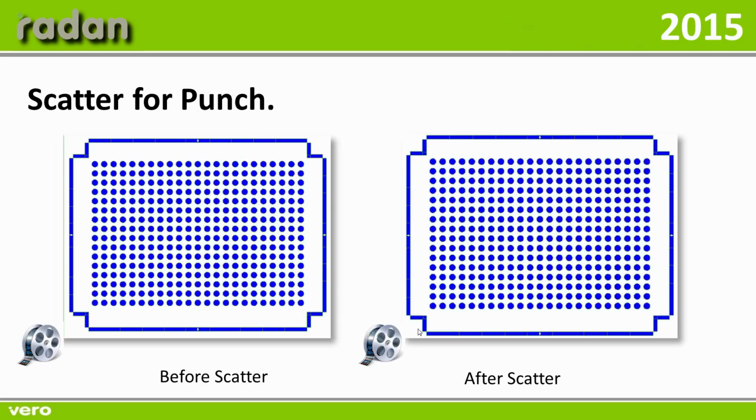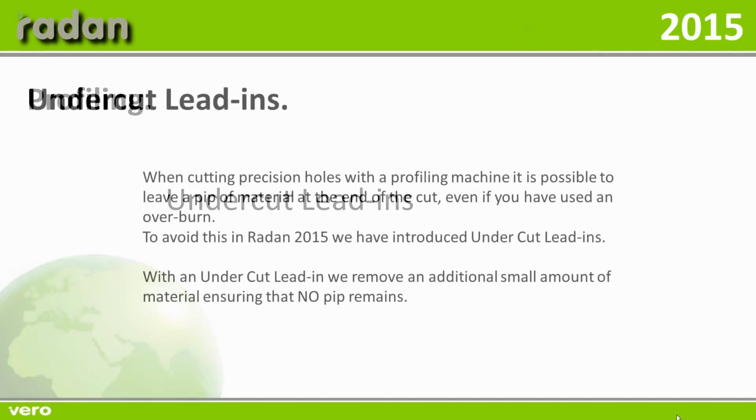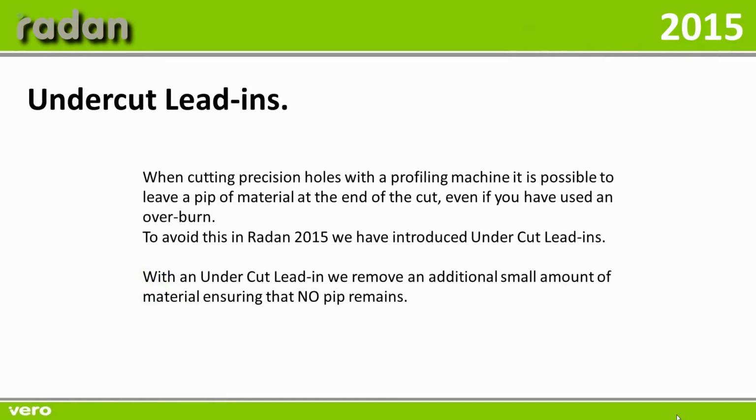So that's the scatter command new in Radan 2015. Another new feature in Radan 2015 is undercut lead-ins. When cutting precision holes in a profiler machine, it is possible to leave a small pip of material at the end of the cut, even if you've used an overburn. To avoid this in Radan 2015, we have introduced undercut lead-ins. With an undercut lead-in, we remove an additional small amount of material, ensuring that no pip remains.